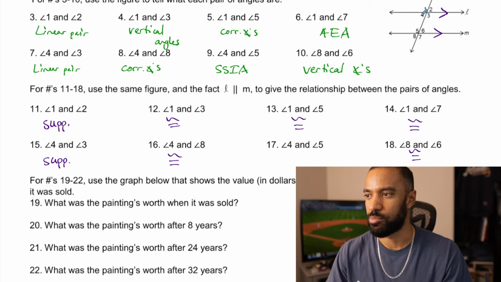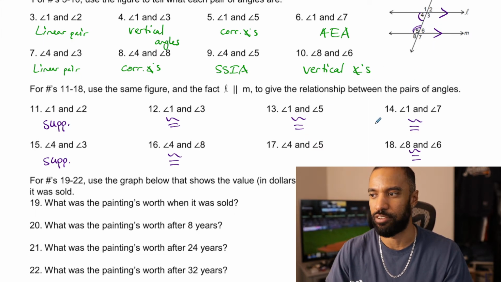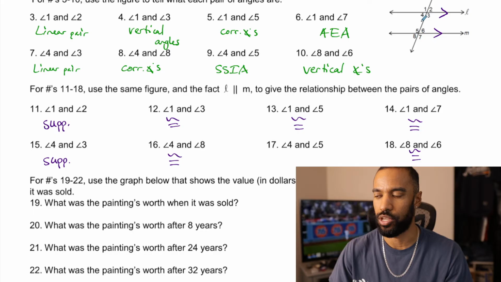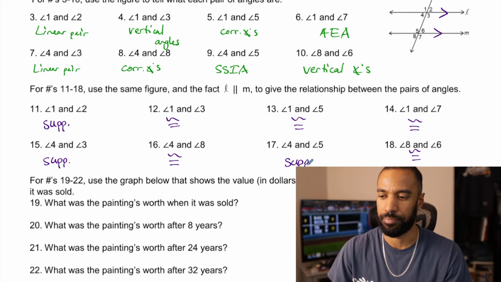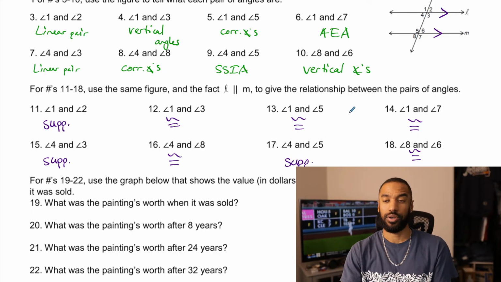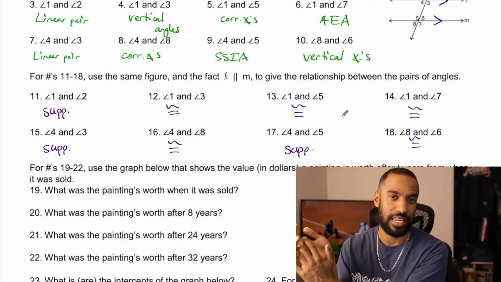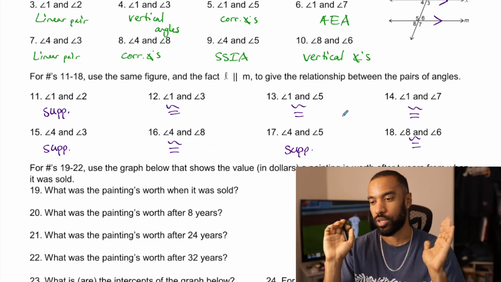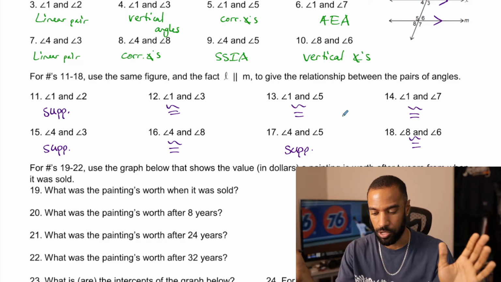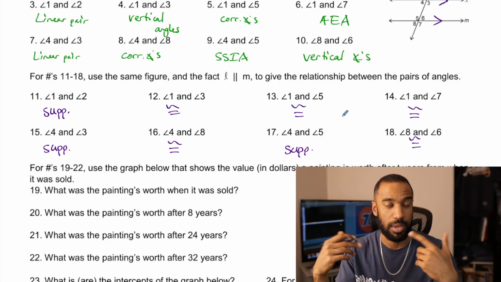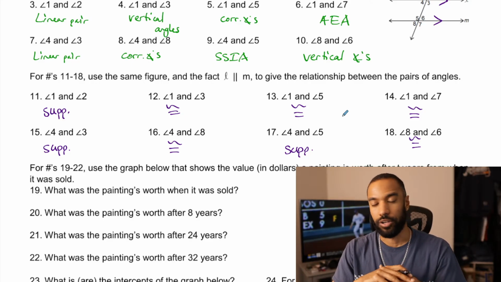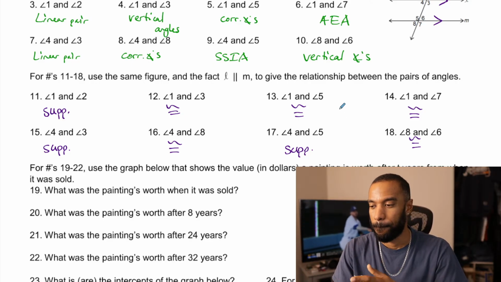Same sides, like same side interior, are supplementary. We've mentioned that for parallelograms, right? One obtuse, one acute. Those are supplementary there. Same side exterior angles are also supplementary. Alternate interior angles are also congruent. So the congruent ones are the corresponding and the alternates. The supplementary are the same sides. Vertical angles are congruent. Linear pairs are supplementary.